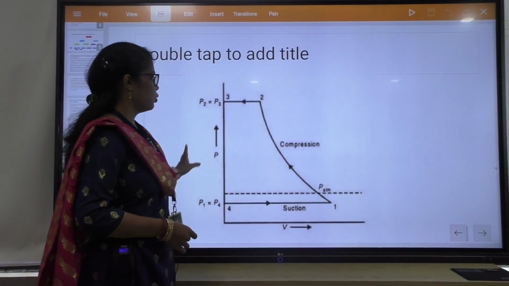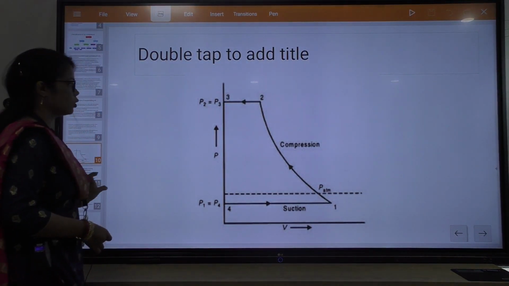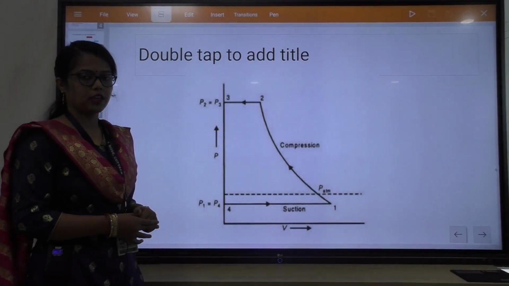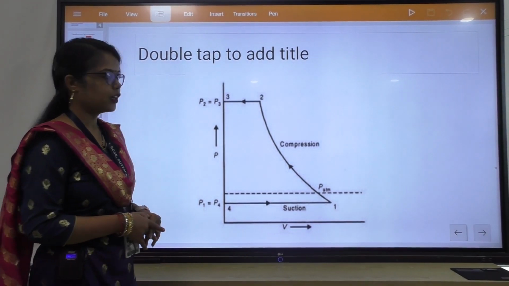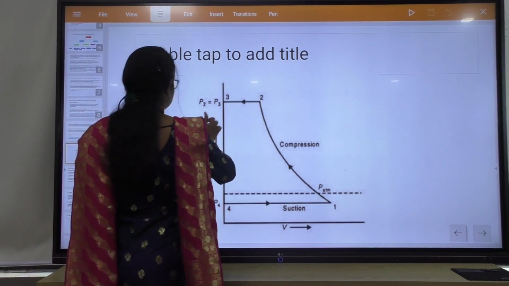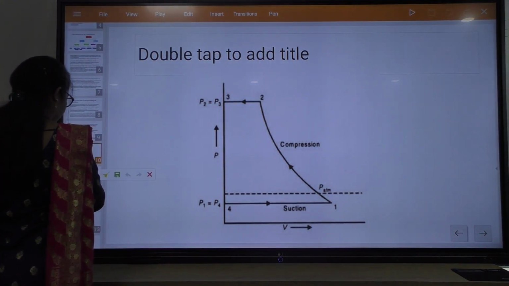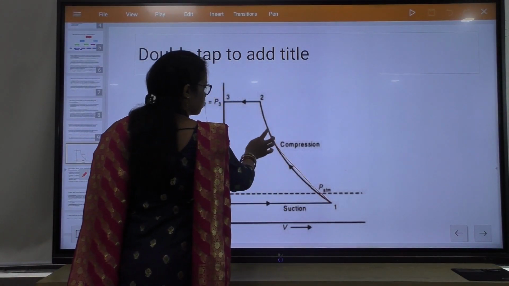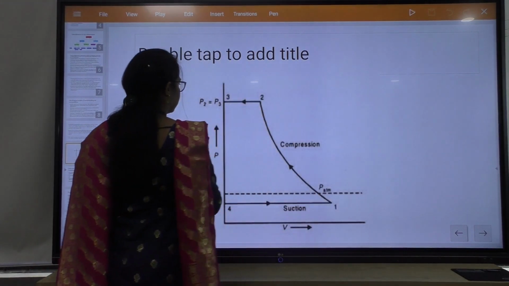Then coming to the next slide. Now I will tell you how to calculate the work for a single acting air compressor without clearance, and this is the PV diagram. From this diagram we will understand how to calculate the work done. See this diagram: the 1 to 2 process is the compression process, this is the suction line, and this is the discharge line.